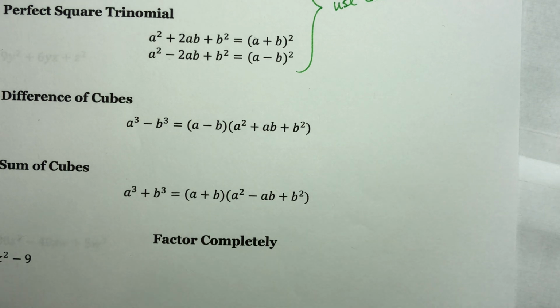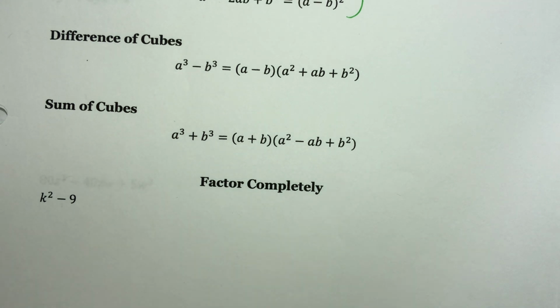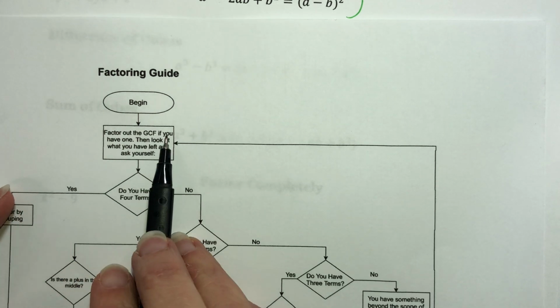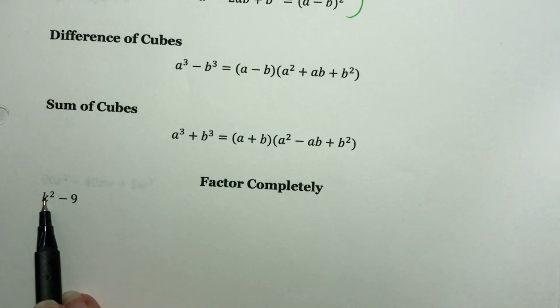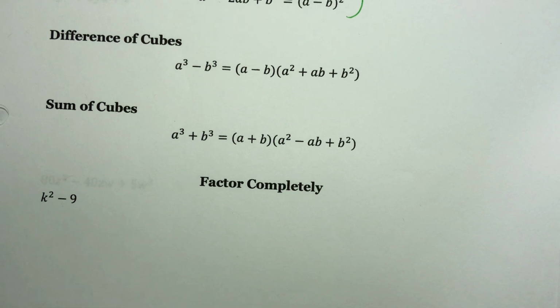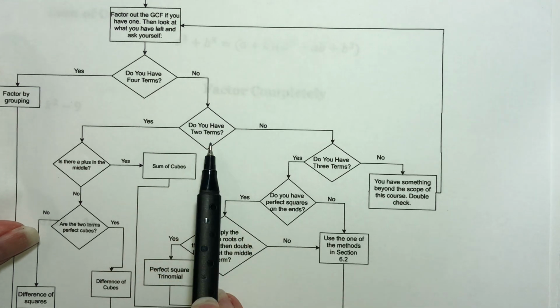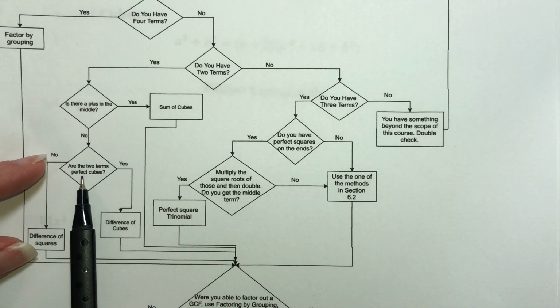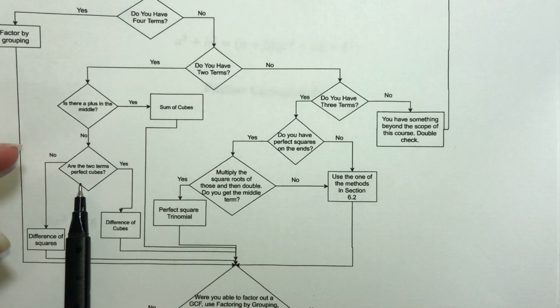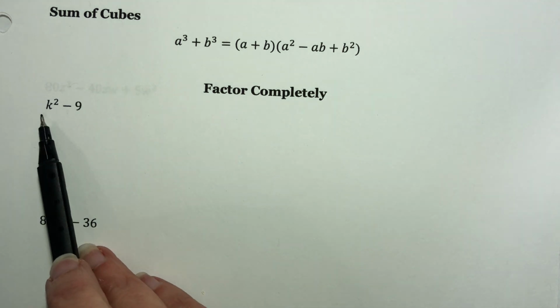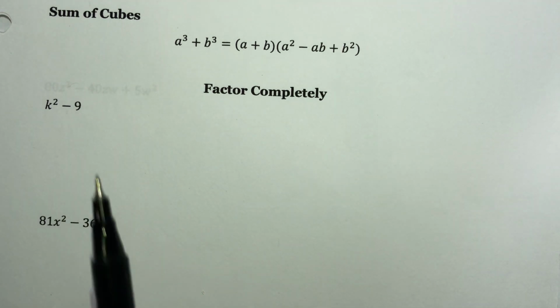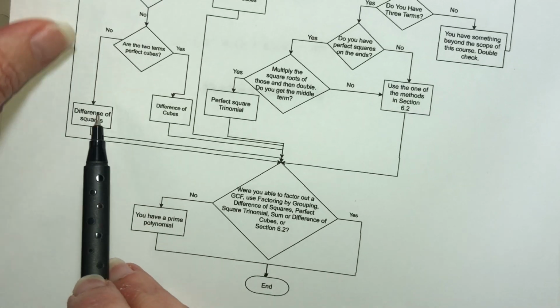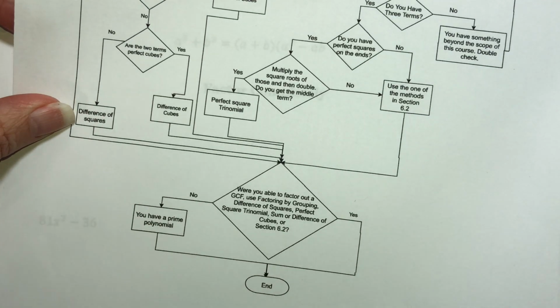The first thing we want to try to factor is k squared minus 9. Following our factoring guide, factor out a GCF if we have one. There's nothing that these two have in common, so we do not have a GCF. We do not have 4 terms. We do have 2 terms. Is there a plus sign in the middle? No. Are the 2 terms perfect cubes? Well, that's a perfect square. That's a perfect square. These are not perfect cubes, so no.